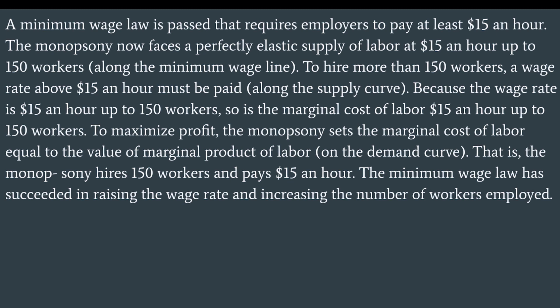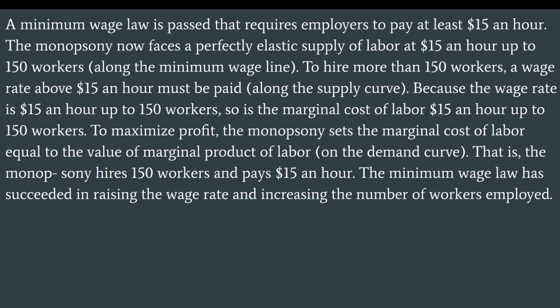The monopsony now faces a perfectly elastic supply of labor at $15 an hour up to 150 workers along the minimum wage line. To hire more than 150 workers, a wage rate above $15 an hour must be paid along the supply curve. Because the wage rate is $15 an hour up to 150 workers, so is the marginal cost of labor: $15 an hour up to 150 workers.